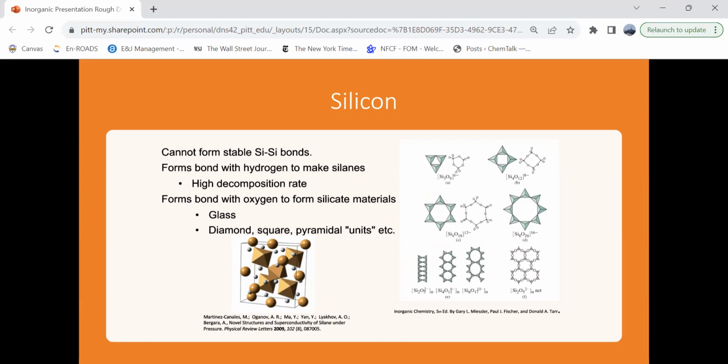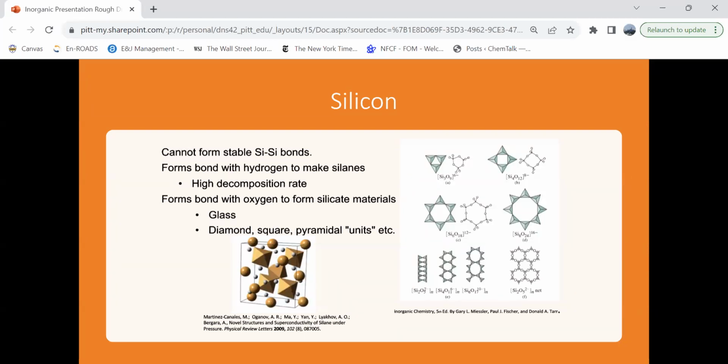Silicon can form bonds with hydrogen to make silanes. The most stable silane has the chemical formula SiH4. Most other silanes, especially with other silicon bonds, have a very high decomposition rate. Another use of silicon is that it can form bonds with oxygen to form silicate materials. Generally, silicate materials are inorganic compounds consisting of subunits with an increasing number of silicon atoms with 2 oxygen atoms for each silicon. This has only been able to be done up to 8 silicon atoms, though. An example of a silicate material is glass.